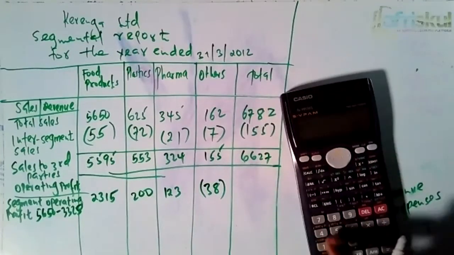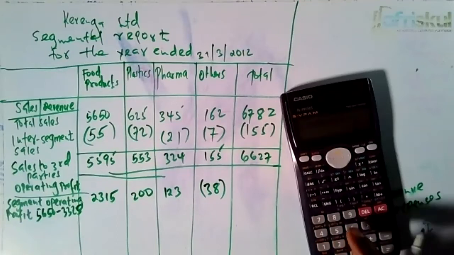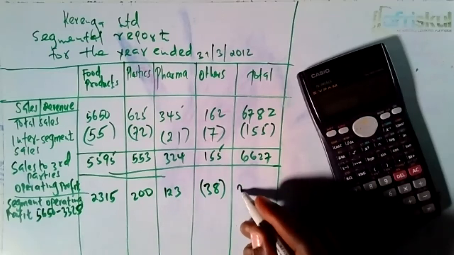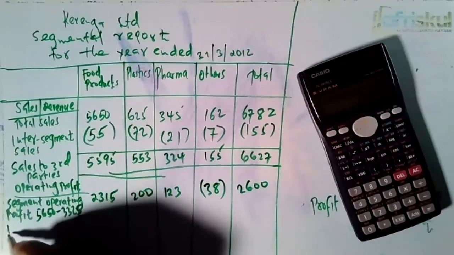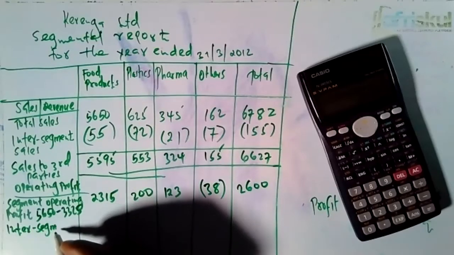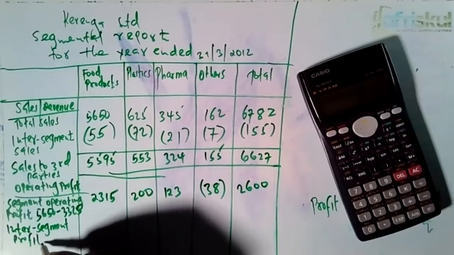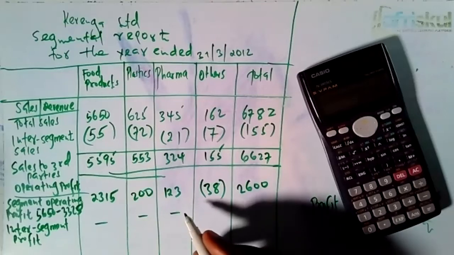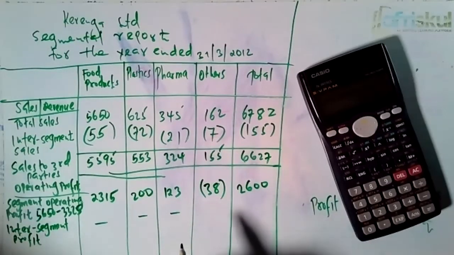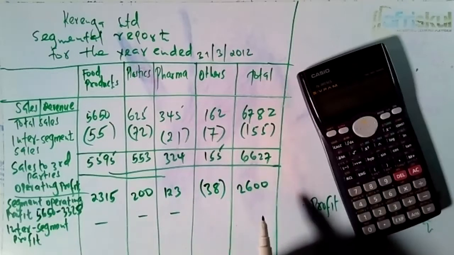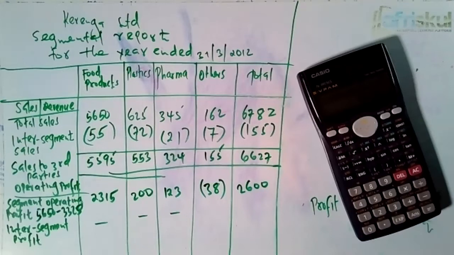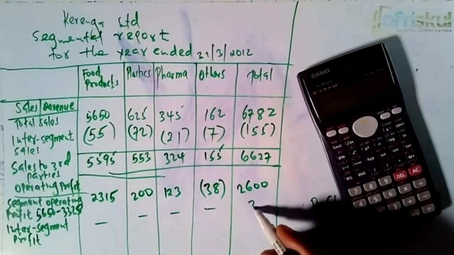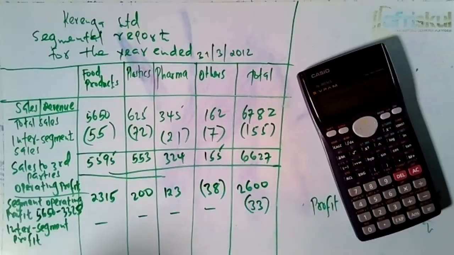So to get the total, I would take 23.15 plus 200 plus 123 minus 38. That is 2600. Then next we have intersegment profit. Under additional information number 2, operating profit includes 33 on intersegment sales. So the operating profit you have right now, the total, is 2600. They mean that operating profit includes 33 million on intersegment sales, which means you subtract that 33 from the relevant operating profit. It was not specific but general. That's why we take it to the total.